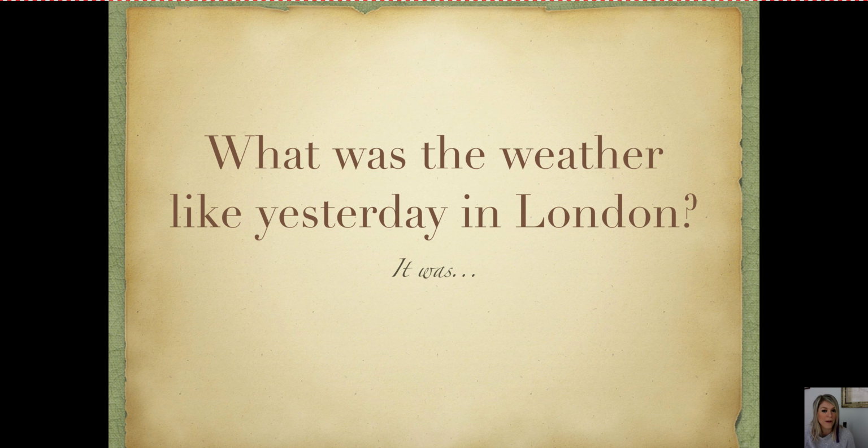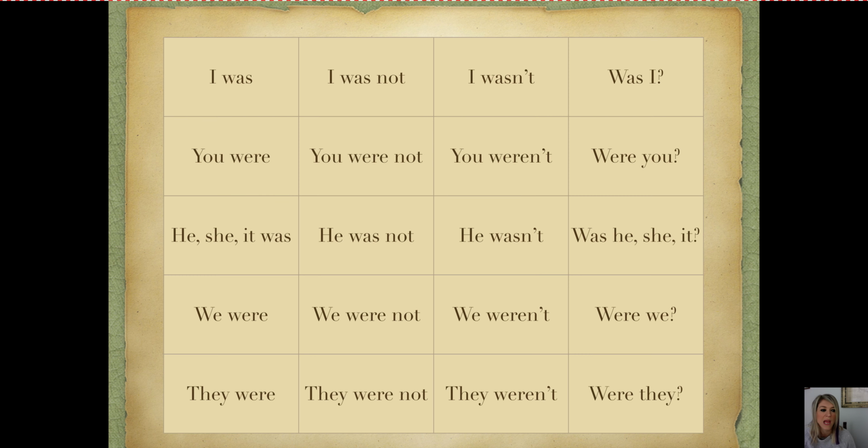And let's focus on the past simple of the verb to be. So what was the weather like yesterday in London? It was... So that's the same question as before, but in the past simple. And there is a table here. So let's have a look at it.